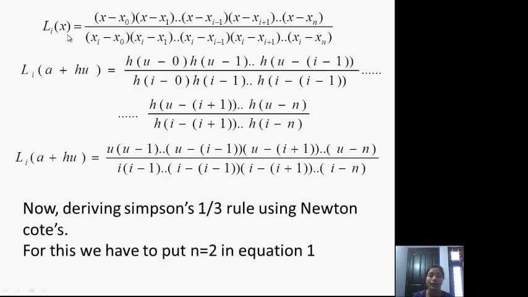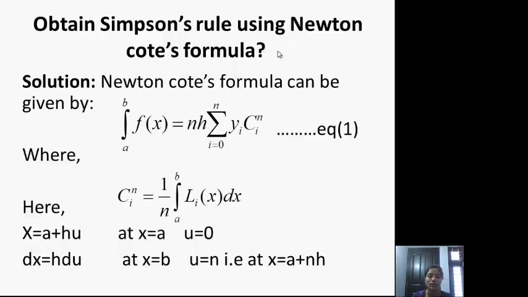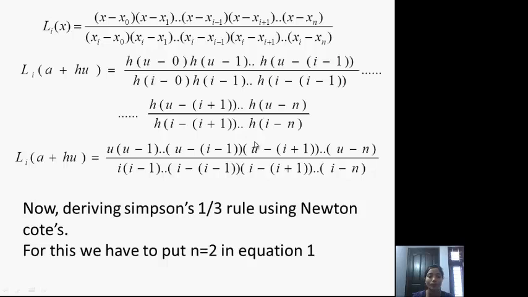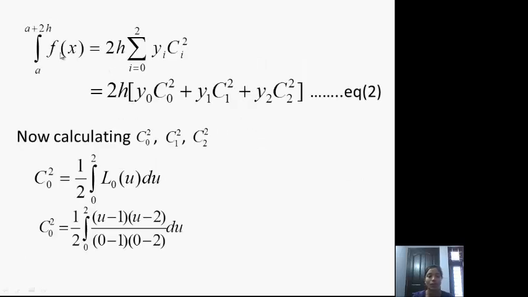And our L_i(x) is given by (x minus x0) into (x minus x1) and so on up to (x minus xn) upon (xi minus x0) into (xi minus x1) up to (xi minus xn). Now by these formulas, we're deriving Simpson's one-third rule using Newton-Cotes. For this we have to put n equals 2 in equation 1. Our equation 1 is this, that is the integral from a to a plus nh of f(x) equals nh summation i equals 0 to n of y_i C_i^n. Now we put n equals 2 in our equation.